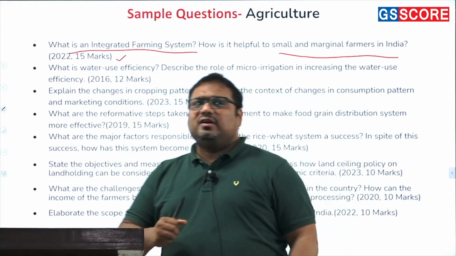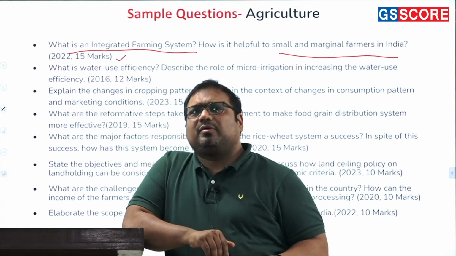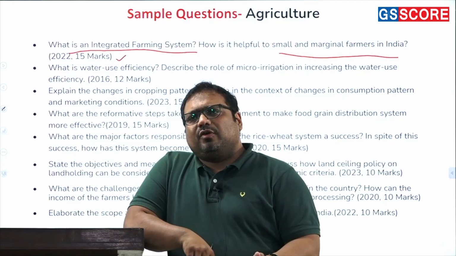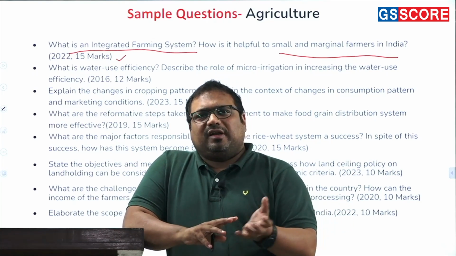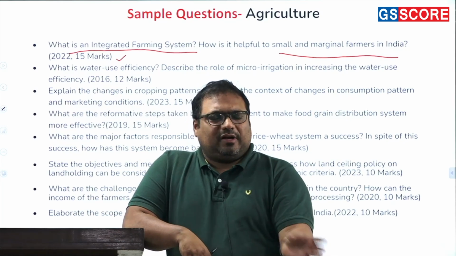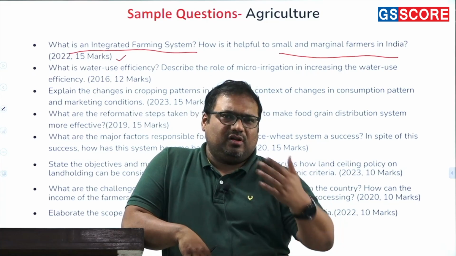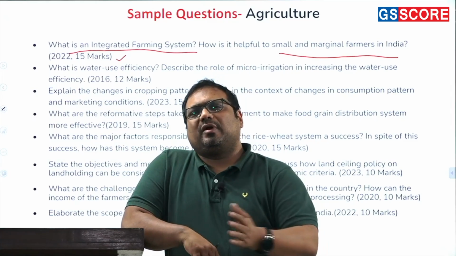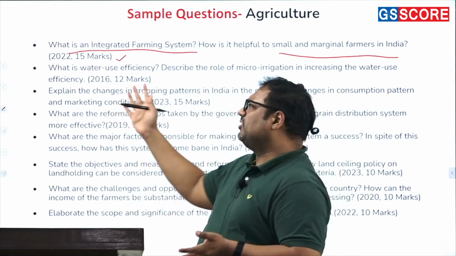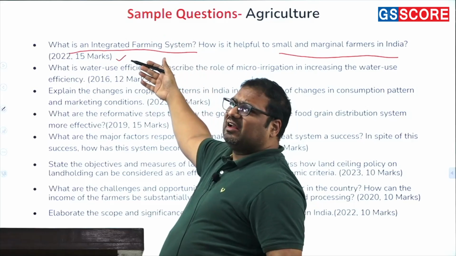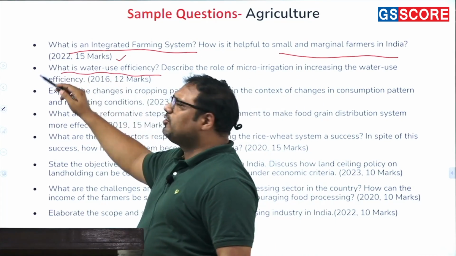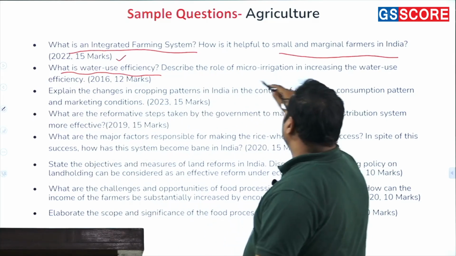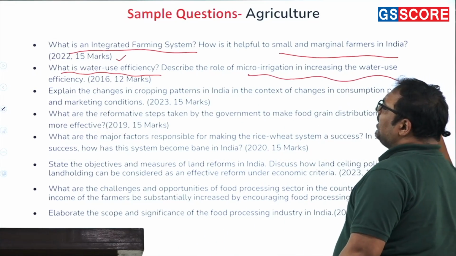India. So integrated farming is a concept of sustainable farming where we avoid wastage and adopt a multi approach to agriculture, where we have multiple cultures and the wastage from one is used as a raw material for the other system. So you will study about it when you study the agricultural reforms. Then, what is water use efficiency? This is related to irrigation reforms, for example, and the role of micro irrigation.